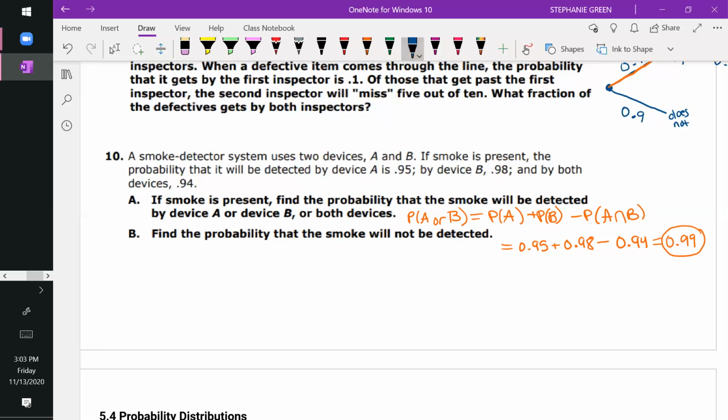Part B, find the probability that the smoke will not be detected. Well, if there's a 99% chance that at least one of the devices will detect the smoke, then the probability that neither of them will detect the smoke should be just the complement of that. So we just take 1 minus the probability that at least one does detect it, and we get the probability that neither of them detects it.